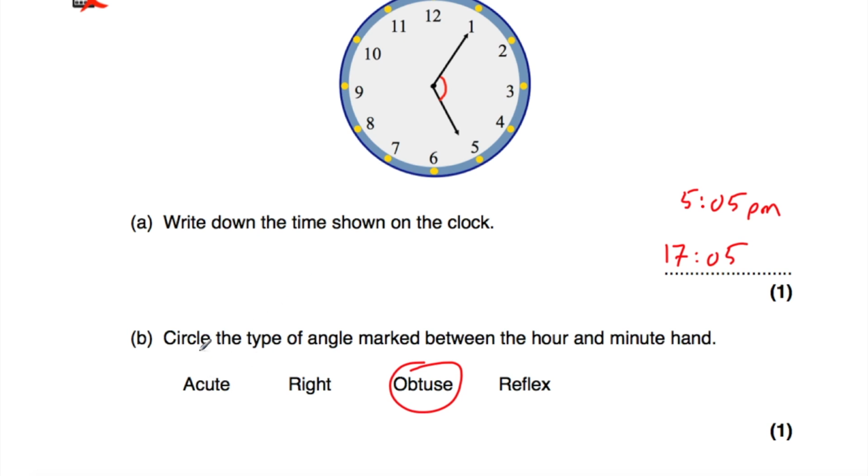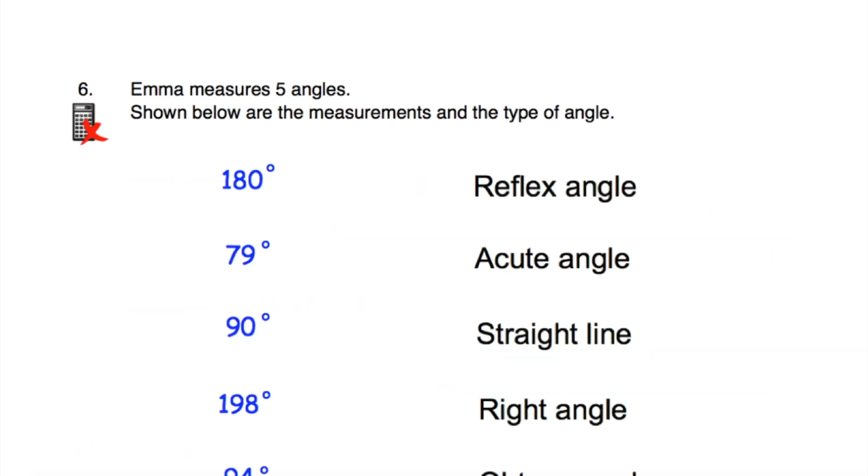It's not an acute angle, that'd be less than 90 degrees. It's not a right angle because that'd be 90 degrees exactly, and that's not 90 degrees. And it's not a reflex angle because it's not bigger than 180 degrees. So that's it. Okay, let's have a look at our next question.